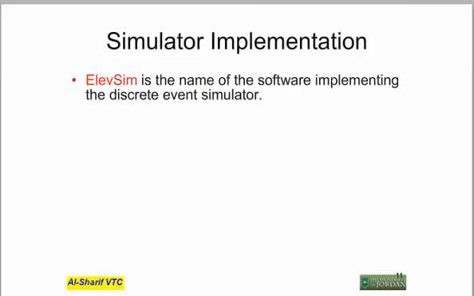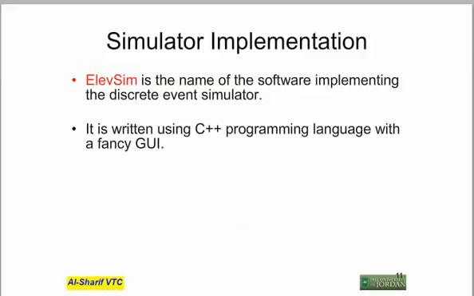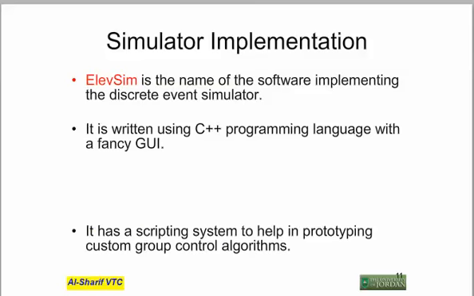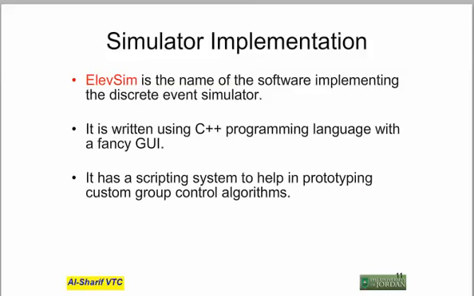This was also implemented in another tool at the University of Jordan called LFSIM, standing for Elevator Simulator, and it's a discrete event simulation tool to simulate passengers arriving in a lift system. It was written in C++ with a GUI, a graphical user interface. It also has a scripting system, because it allows users to write a script describing how a group control algorithm works.